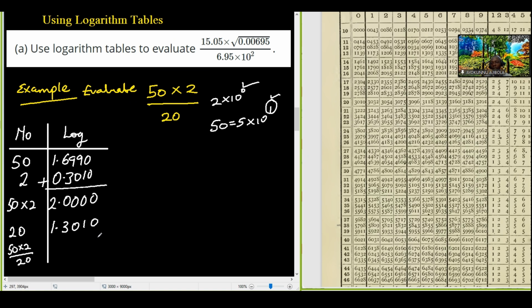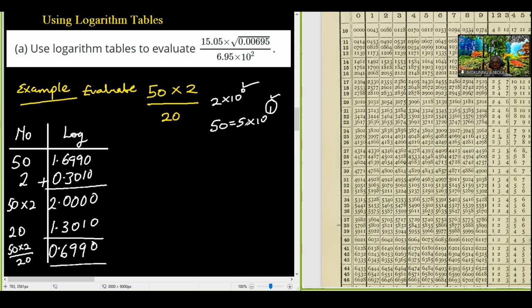Now 0 minus 0 is 0. Then 10 minus 1 is 9. Then this 9 will remain 9. 9 minus 0 is 9. Then 9 minus 3 is 6. Then this one is already 2. I mean, it's already 1. So 1 minus 1 is 0. So that is 0.6990.